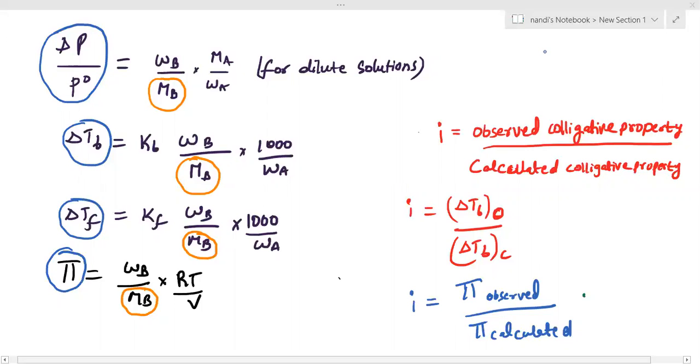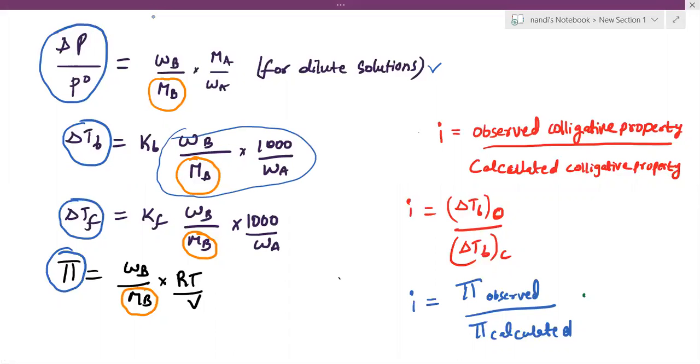So observe the first one, relative lowering of vapor pressure: delta P by P naught equals WB by MB into MA by WA. This is the formula for a dilute solution, and I am taking the ideal case here. MB is the molecular weight of the solute. And here also, delta TB equals KB into m. In place of molality, I wrote this formula. Clear? You can check it.